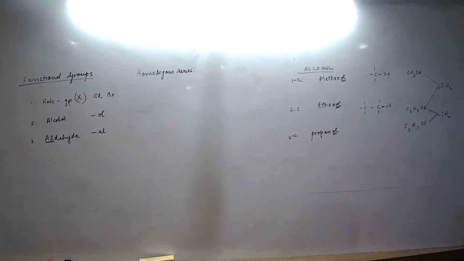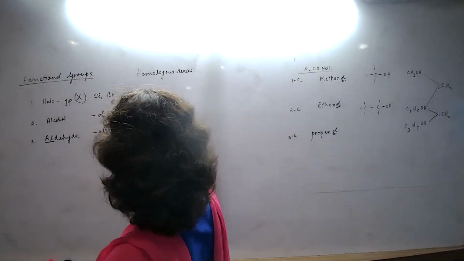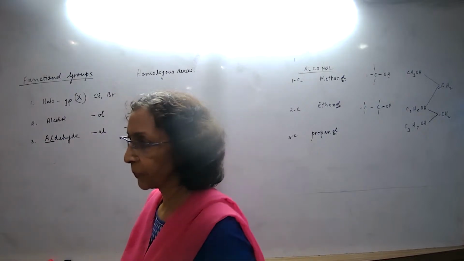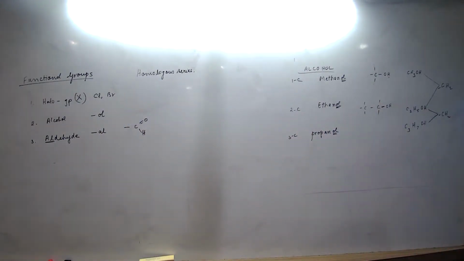Confusing? All is different. This is al. Okay? Like methanal. And what is the functional group for aldehyde? It is a CHO group. Correct?